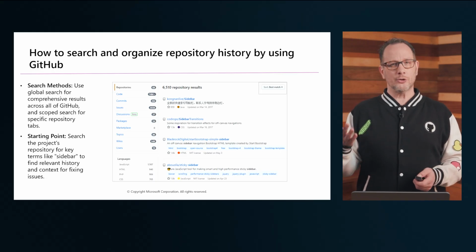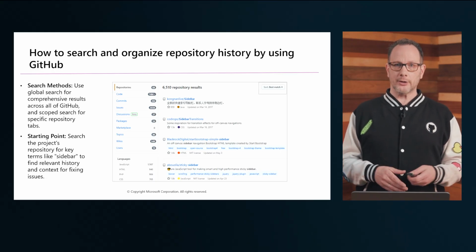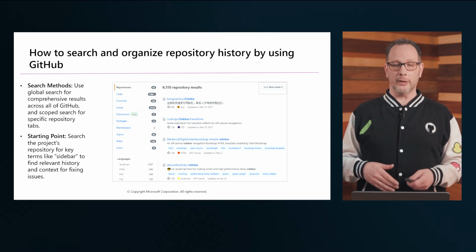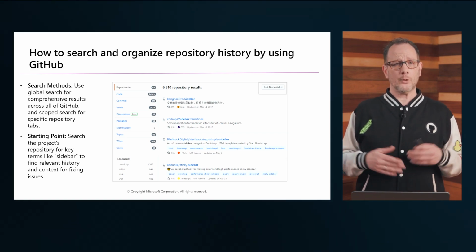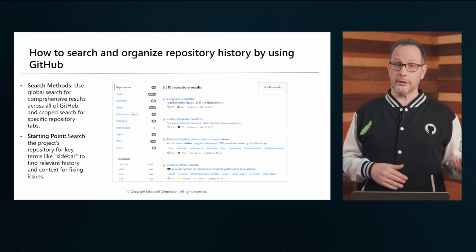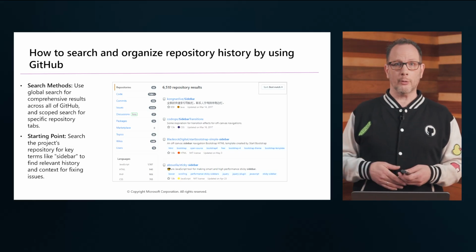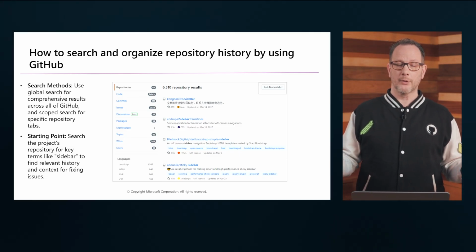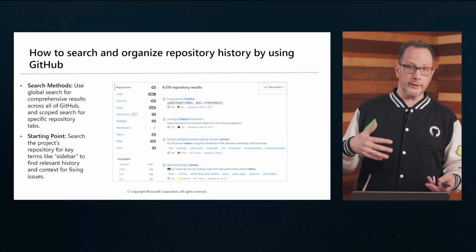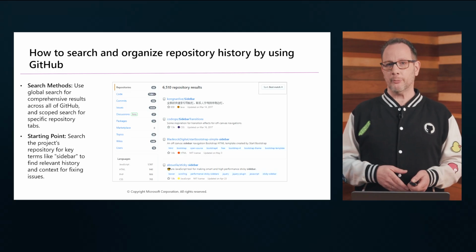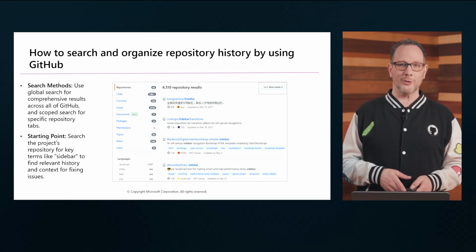When you're trying to fix a bug or understand the context behind a feature, searching the repository history becomes invaluable. You can quickly find earlier conversations, previous attempts at solving similar problems, and insights shared by other team members. These search capabilities help you investigate effectively and reduce the time spent digging through code manually.